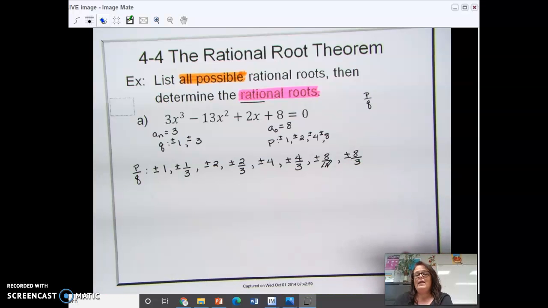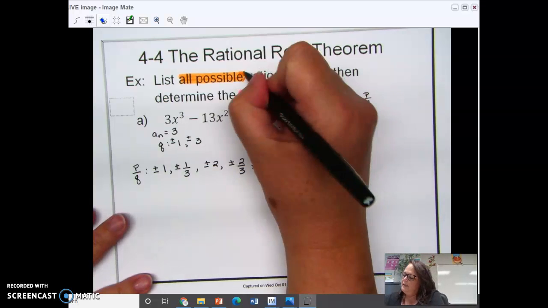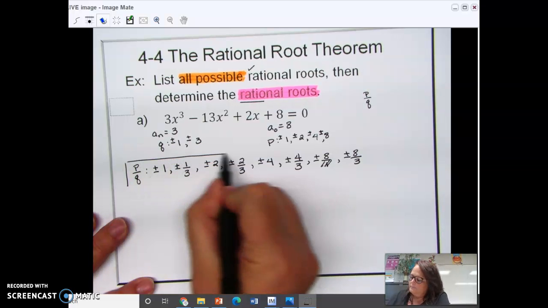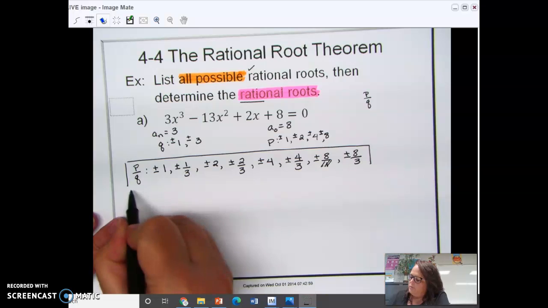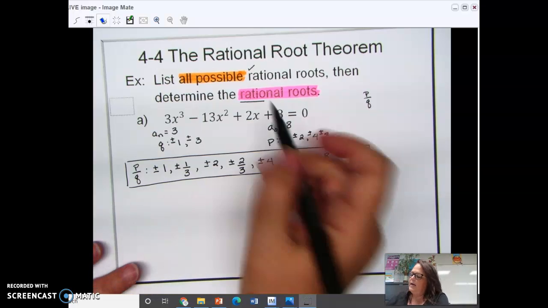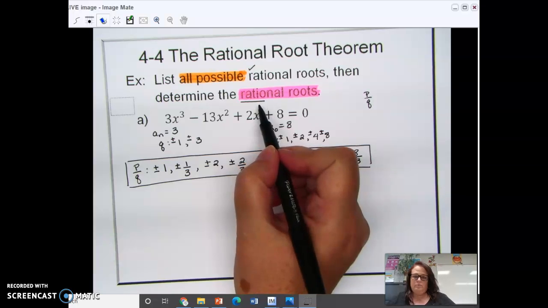But sometimes we'll have less because if we have repeats, we don't want to repeat writing down that stuff, okay? So we have done the part where it says all possible. This is my list of all possible rational roots. So then the next thing it asked us to do is to actually go and find the rational roots.